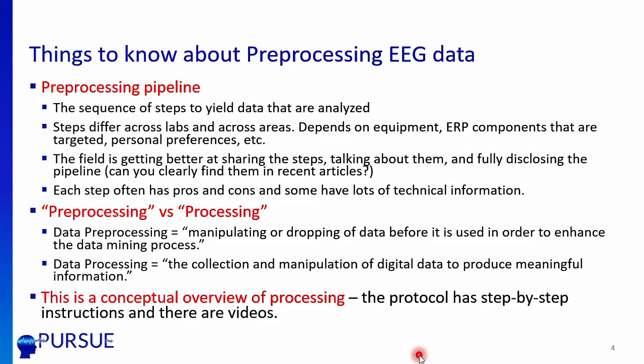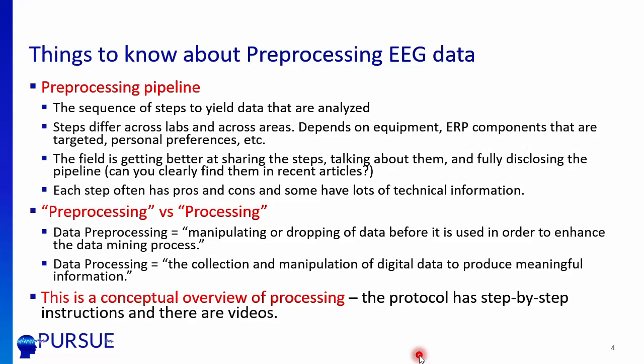So a couple things, background things to know about pre-processing EEG data. There is something that people refer to as the pre-processing pipeline. This just refers to the sequence of steps that get to the data that are actually analyzed. These steps are going to differ across labs and across areas. It depends on equipment, ERP components that are targeted. There's some personal preferences that get in there for sure.